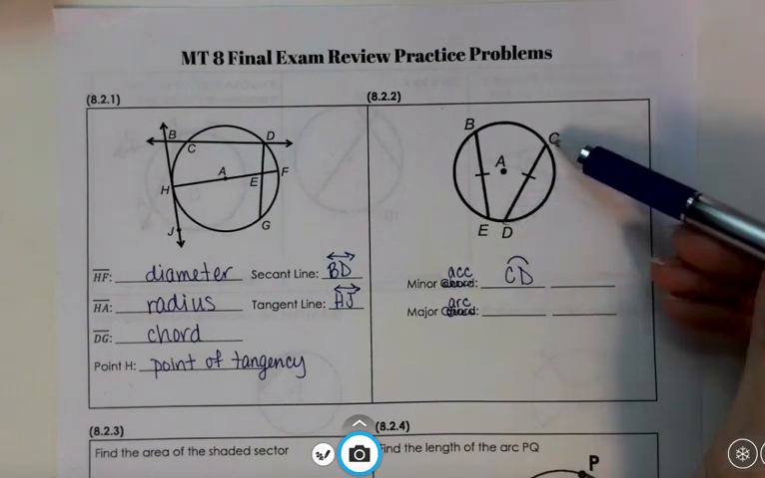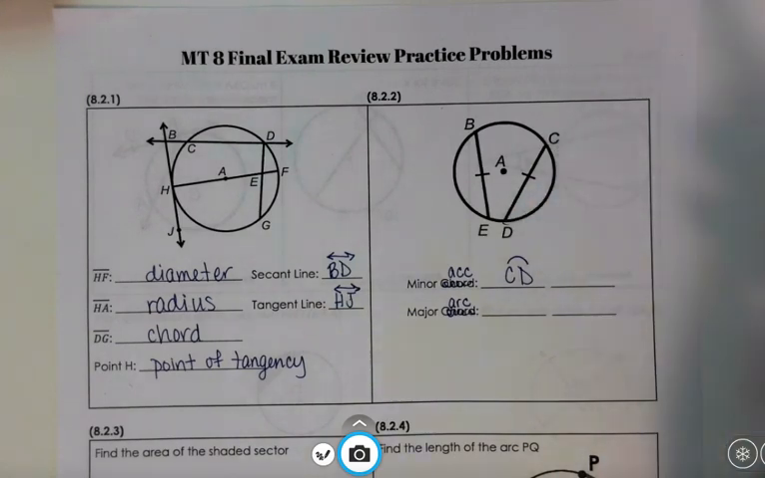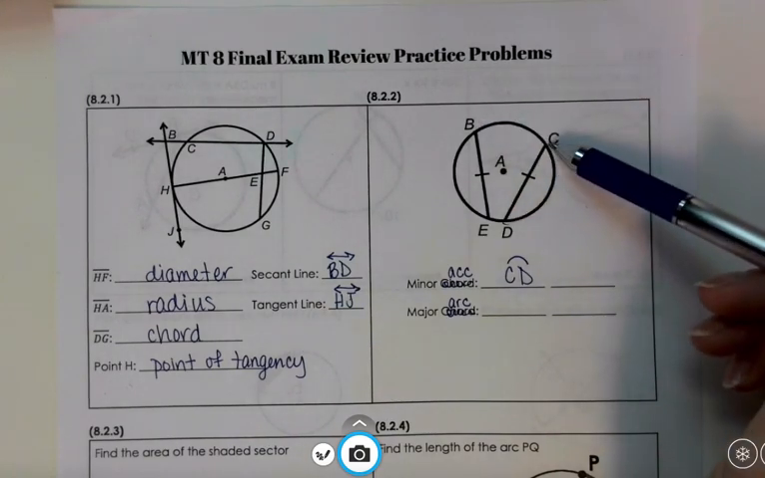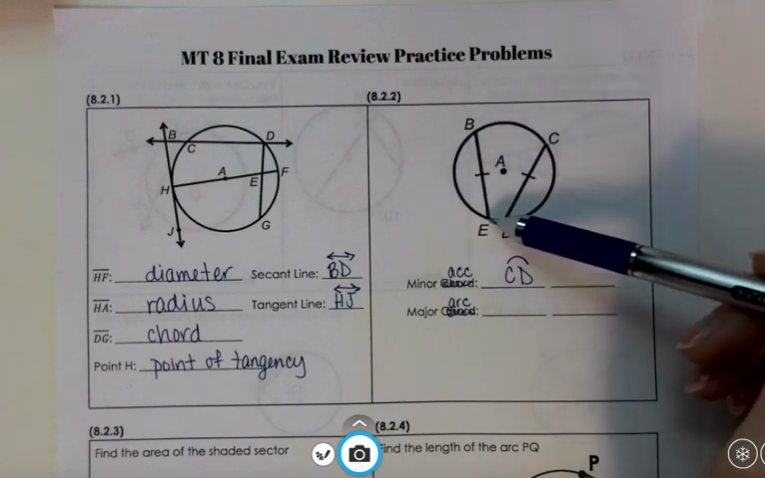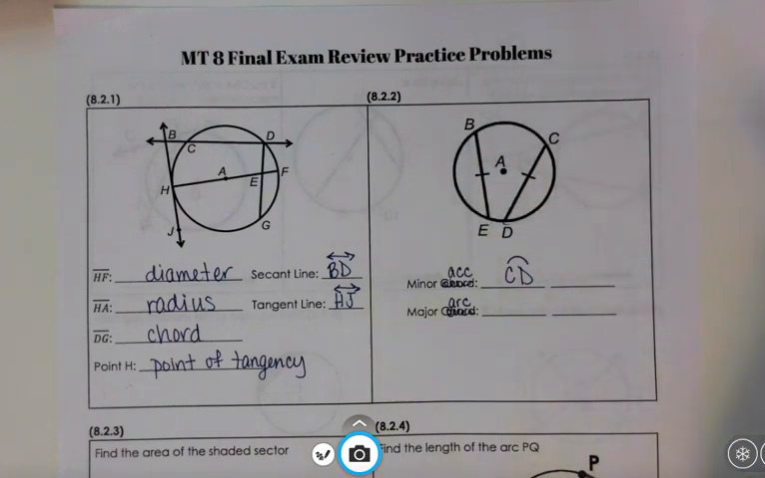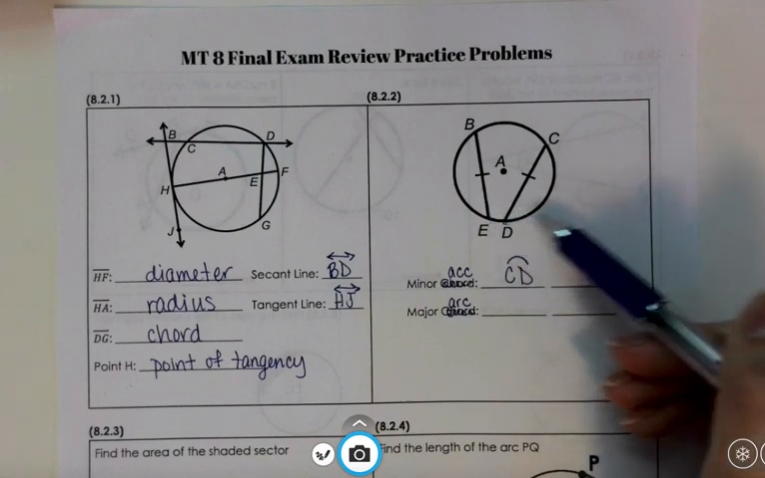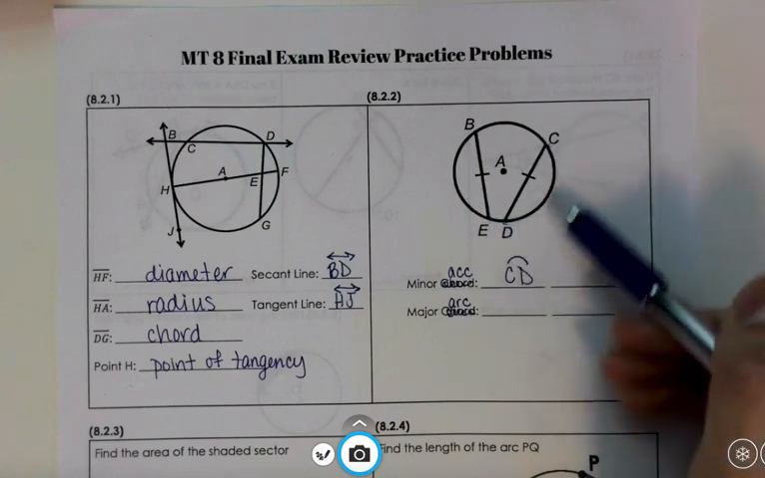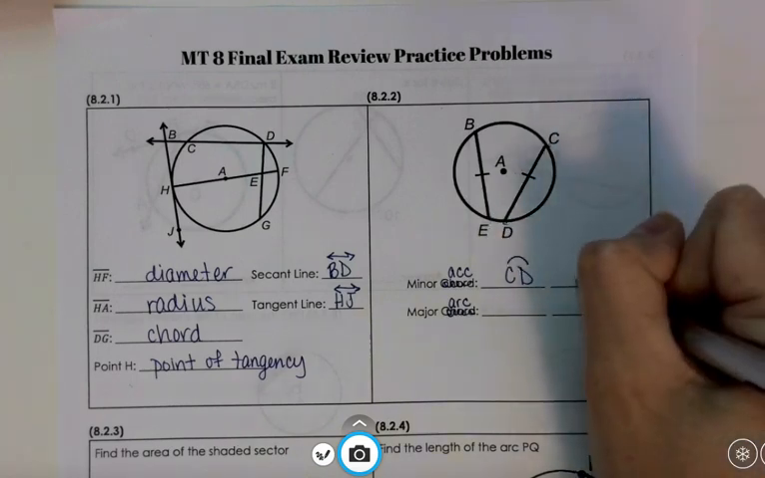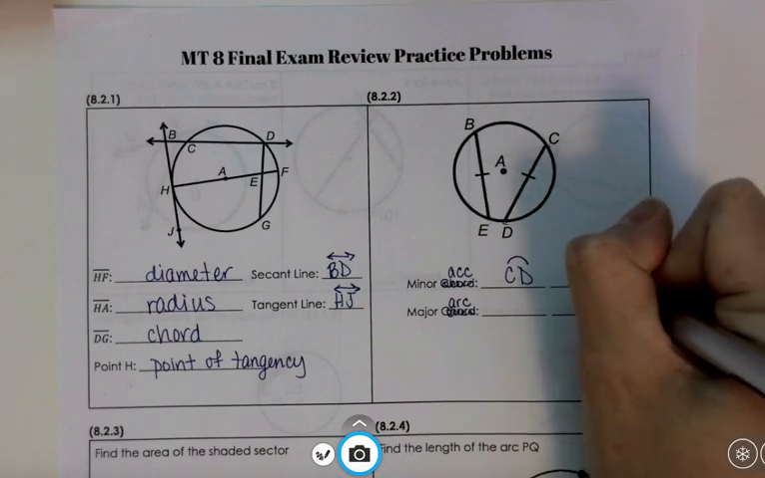I could have said DC instead of CD. I can say BC. I could do BE. I could do EB. I could even do EDC because that's still technically less than half the circle. So we have lots of options here. I'm going to stick with BC.